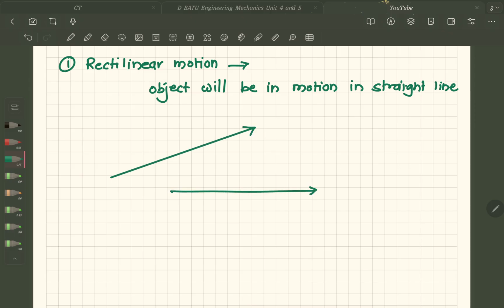So either it is going upward, downward, or it is going in an inclined direction. It will be moving in a straight line only. So it is not going to change its direction. The direction will be one directional or single directional. So the object will be in motion in one line only. This particular motion is called rectilinear motion. So when I say rectilinear motion, generally a particle is moving along a straight line.